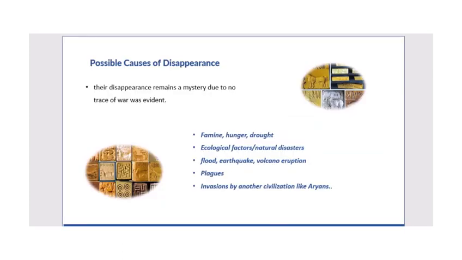Disappearance. Their disappearance remained a mystery due to no trace of war. So there are possibilities like famine, hunger, drought, or ecological factors like natural disaster, flood, earthquake, volcanic eruption. So their disappearance is still a mystery.